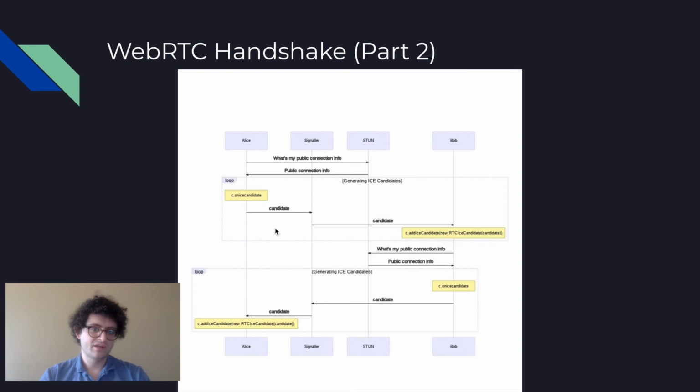So the connection object queries the STUN server for the client's public connection info, and every time it comes up with a new candidate, it will trigger the onicecandidate event. So you can see that happening here. We then have an ICE candidate that we can transmit. When a peer receives a candidate, it calls addIceCandidate to add the candidate to the remote description. And you can see that both of these peers are doing that individually. So they're both broadcasting the candidates to each other.